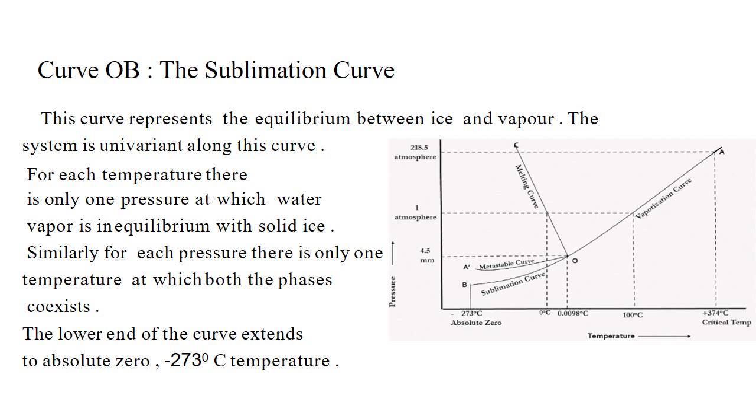The lower end of the curve extends to absolute zero, which is minus 273 degrees centigrade. This curve ends at B. If a line is drawn from the point B, then it meets the x-axis at a temperature whose value is minus 273 degrees centigrade.